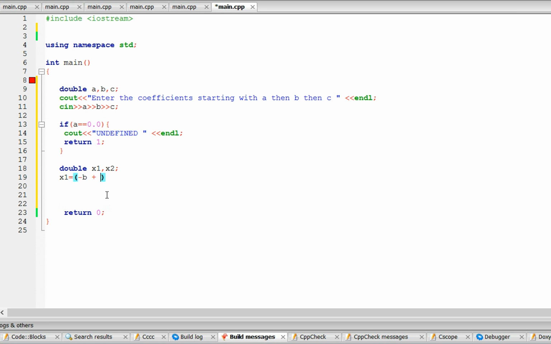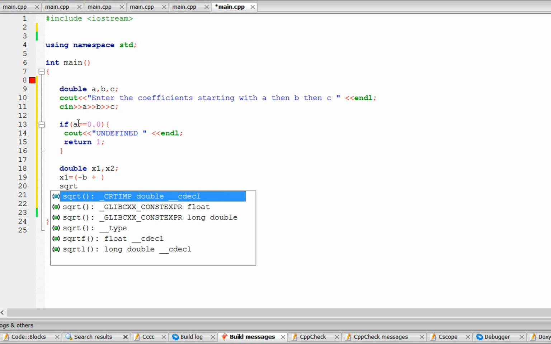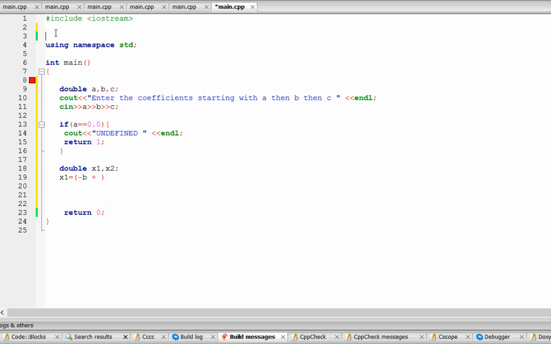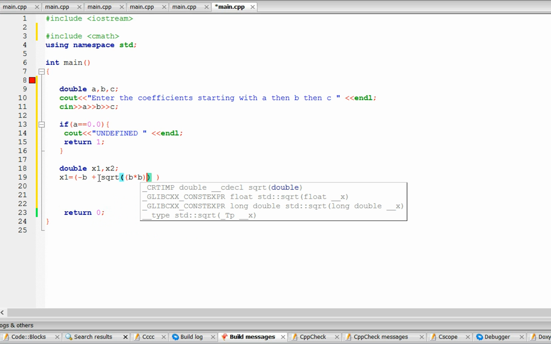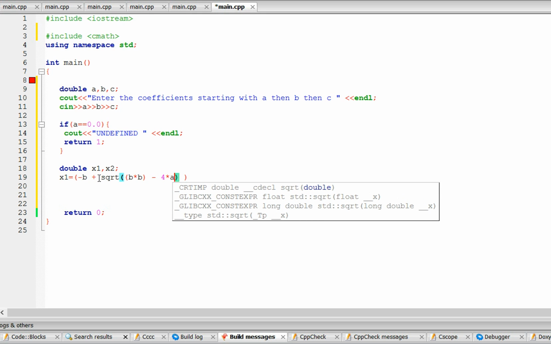plus, okay, and now we're going to use square root, and in order to use square root you have to include cmath, so do that up here. So now we're going to say square root of b times b minus 4 times a times c, and all of that we're going to divide by 2 times a.